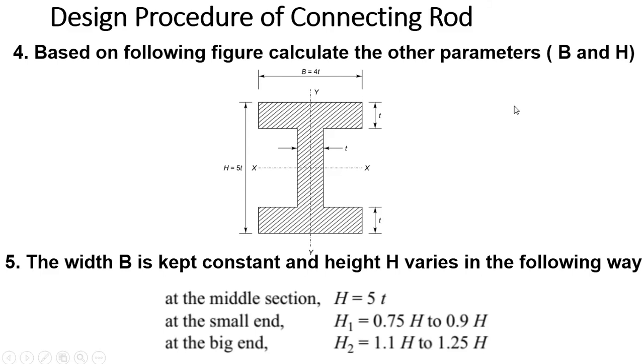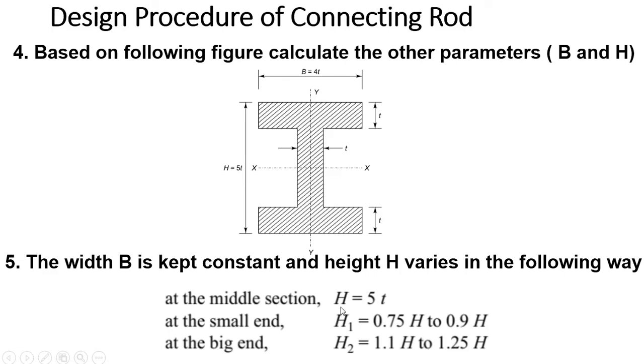When I say there is a connecting rod, along the shank, we can say along the length, this B will be constant, but this height will be varying, because at one end we have a small end, that is a piston end, where a piston pin is there. The other end is a bigger end, that is a crank. That means along this length the height will vary. So this section which we are going to show is the middle section.